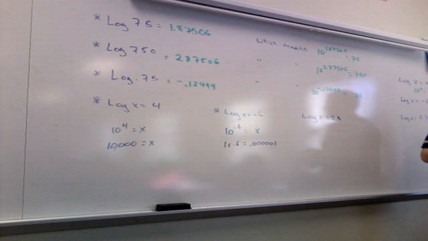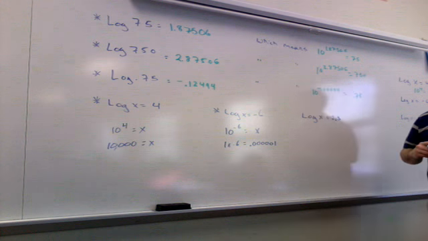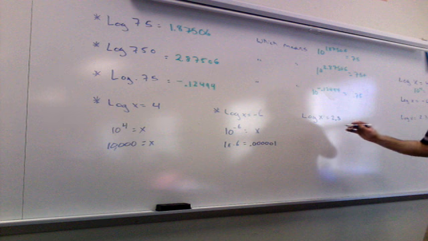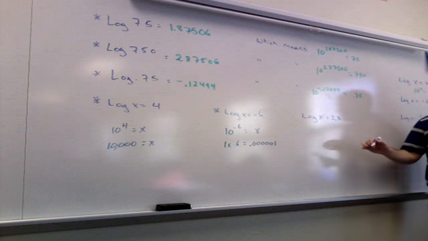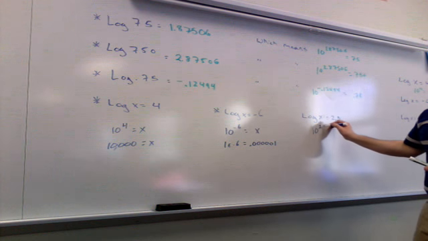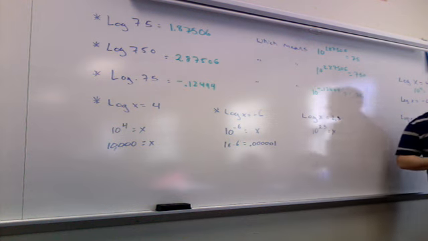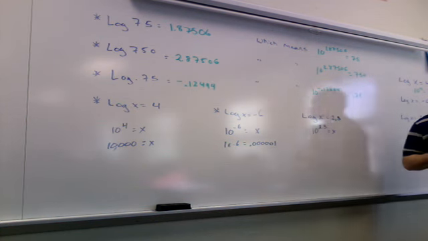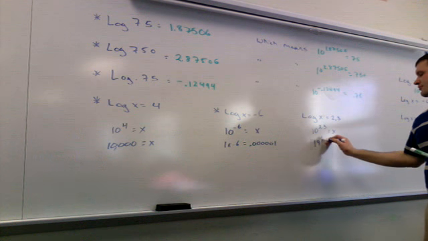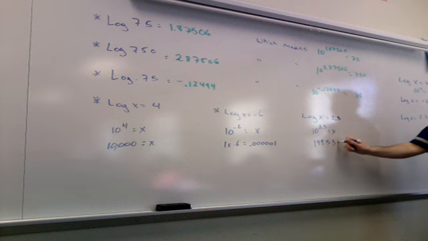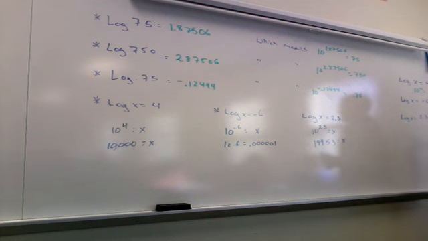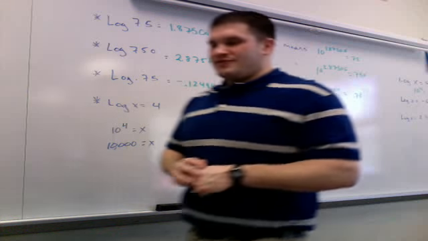Log of x equals 2.3. What's my exponent? 2.3. So it's 10 to the 2.3 equals x. What's 10 to the 2.3? Okay, so 5, 2, 5, 3. Does that sound good? No, it's not. Oh yeah, it is. My bad. Okay, because 5, 2, 6. All right, any questions? No one?